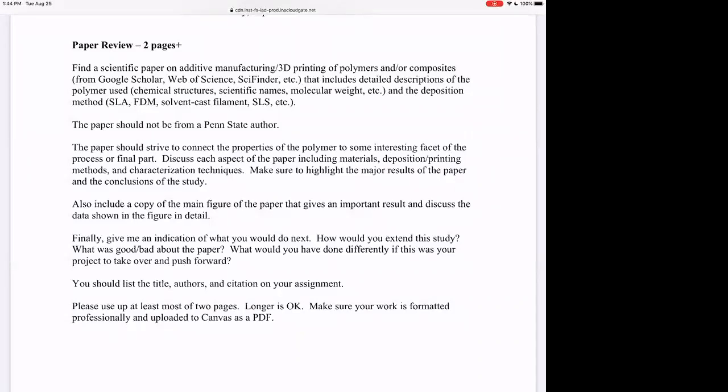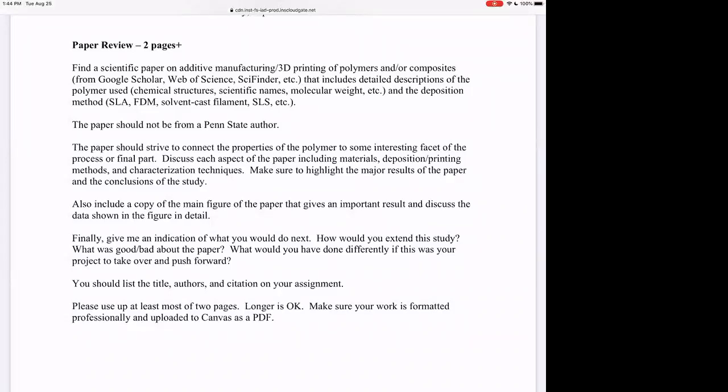I want you to highlight the major results of the paper and conclusions of the study and include a key figure where the figure really describes one of the main results so that we're all on the same page. Also, give me an indication of what you would do next. If this was your study, what's the next step? How would you extend the study? What experiments would you do? What questions would you try and answer? What's good or bad about the paper? All papers have pros and cons. And what would you have done differently?